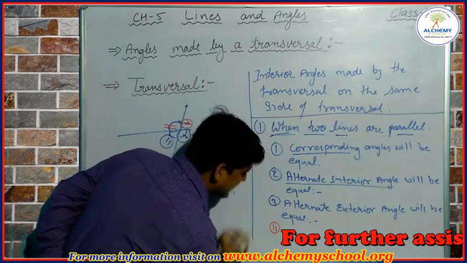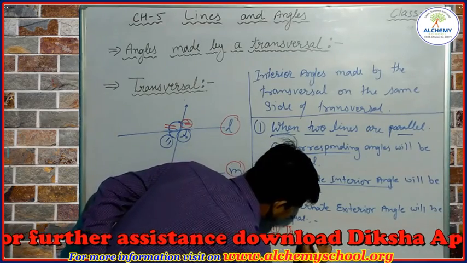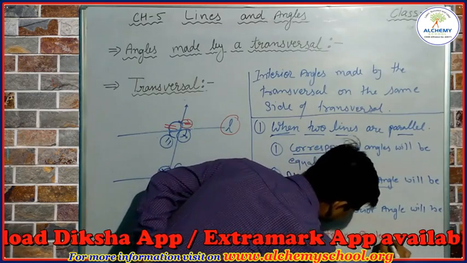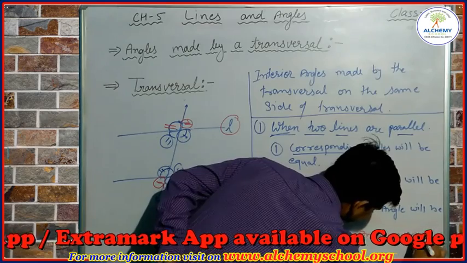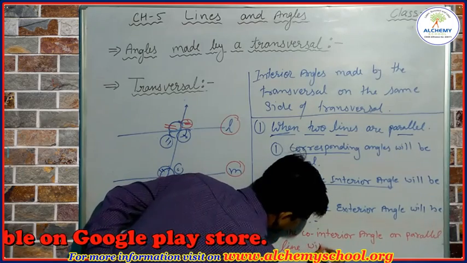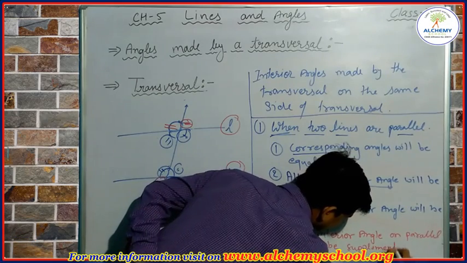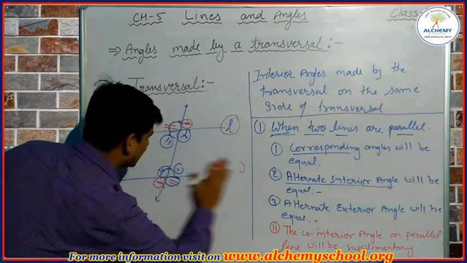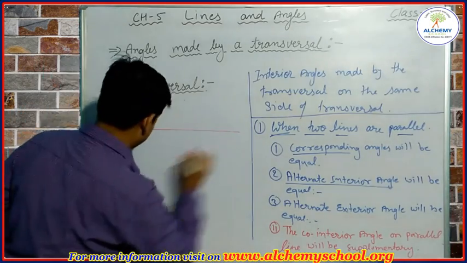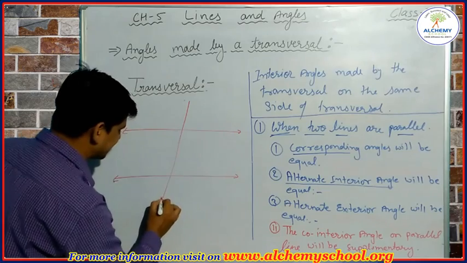Okay, one more point is remaining here. When two lines are parallel and the angles are made by the transversal, their co-interior angles on parallel lines will be supplementary. It means, we have to understand first what the co-interior angle is. We can see this line and this line, these two lines are parallel, and a third line, that is the transversal, is made here.